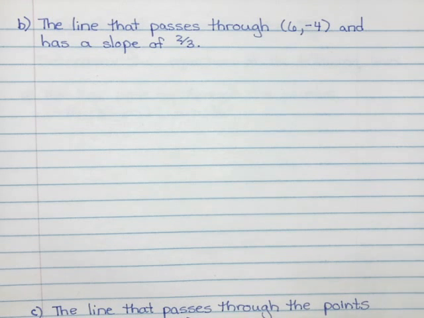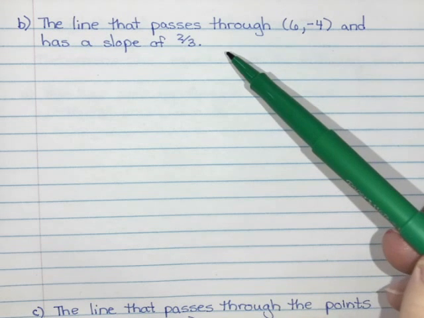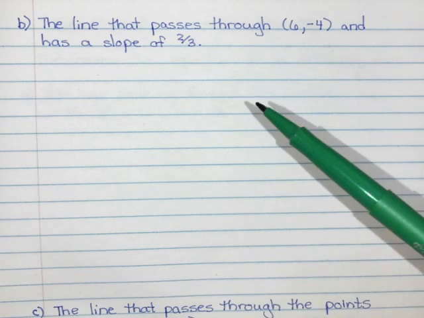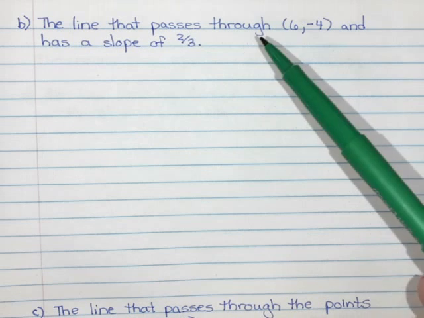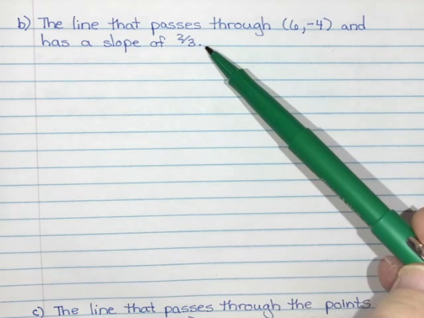This is the second part of our lesson on equation of a line practice. So our next question, all of these said find the equation of a line. This is the line that passes through (6, -4) and has a slope of 2/3.